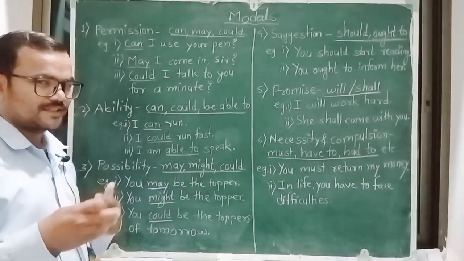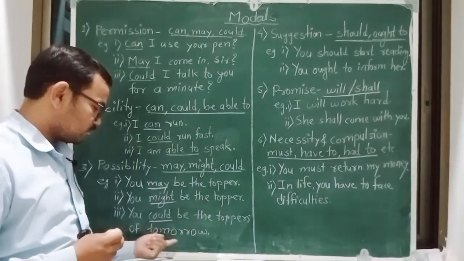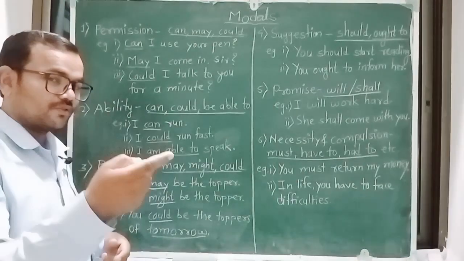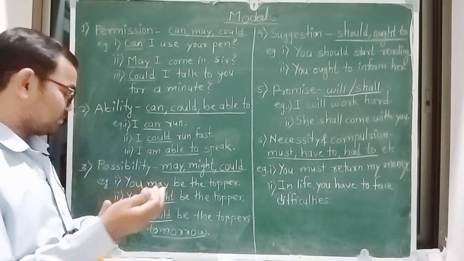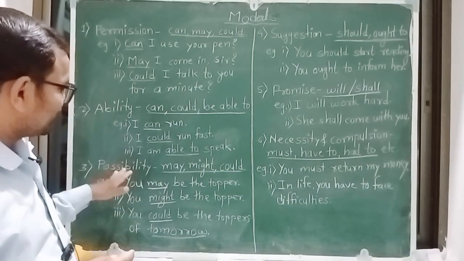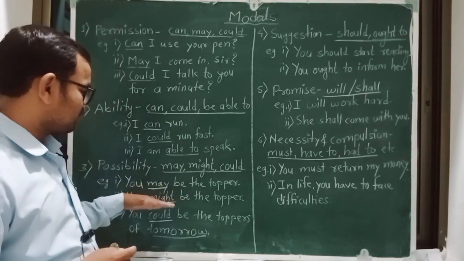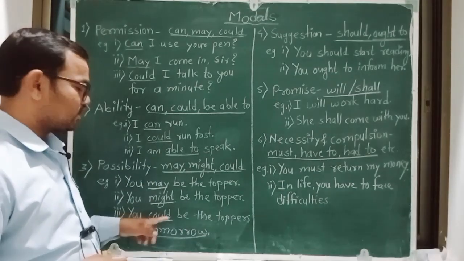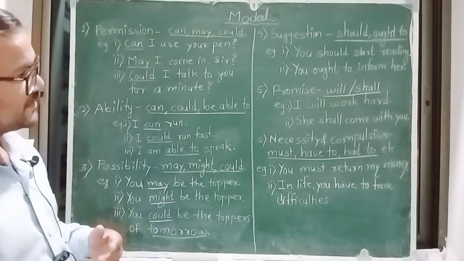Now the next category is modal auxiliaries expressing suggestion, advice, and duty. There are two modal auxiliaries, should and ought to, which are used to express suggestion, duty, or advice. If you see the first example, you should start reading if you want to improve your thought process. Over here, should is a modal auxiliary which indicates suggestion or advice, right? You should start reading.